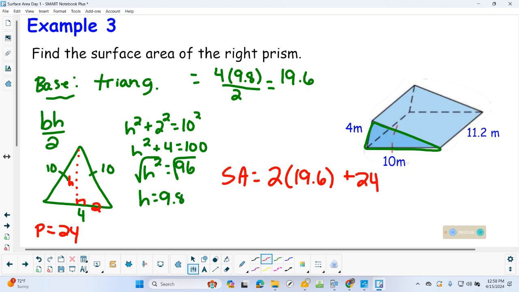Okay, what is the height? Look at the prism. What's the height of the prism? What is the distance between the 2 triangular bases? 11.2. All right, punch that in and we're done.